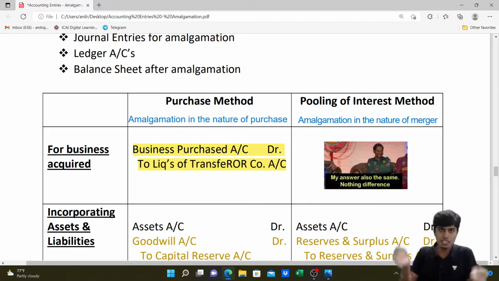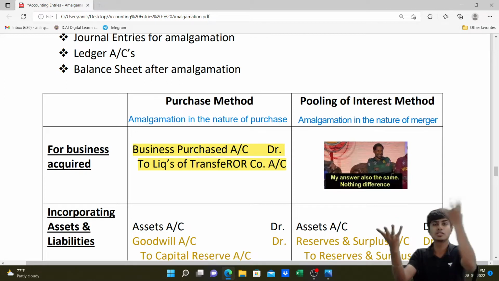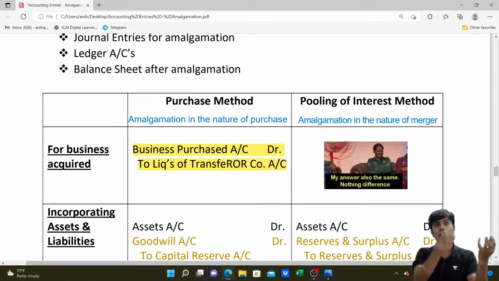Now that business purchase, the box that we received, let's do unboxing of this box. When we open this box, what will pop out? Assets, liabilities, everything will pop out. The assets and liabilities pop out of this box.